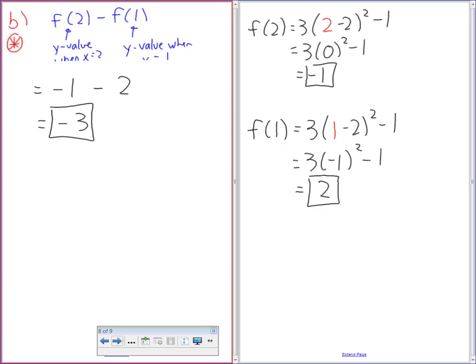If you were to write the f of 2 minus f of 1 on the left side, would that be how you would write it? Yeah, I think so.